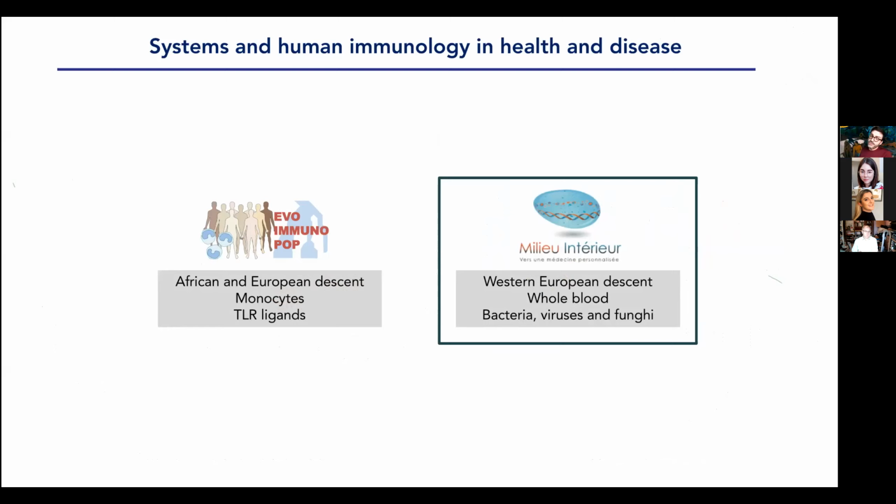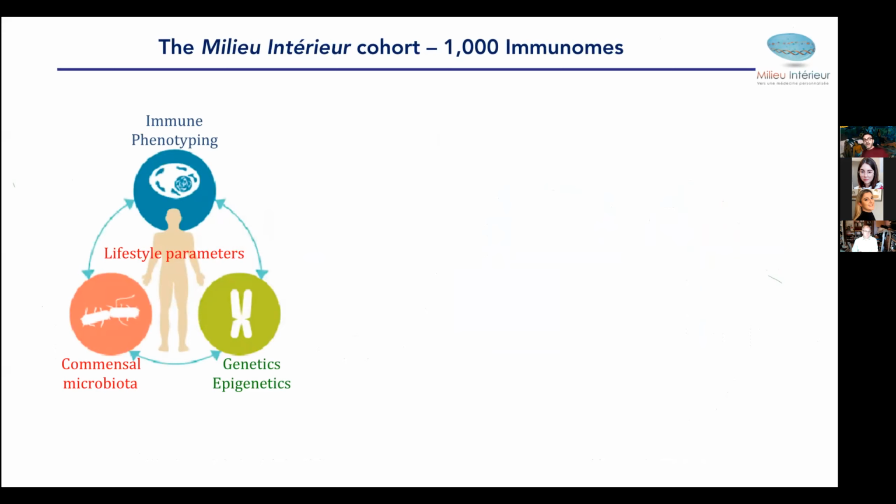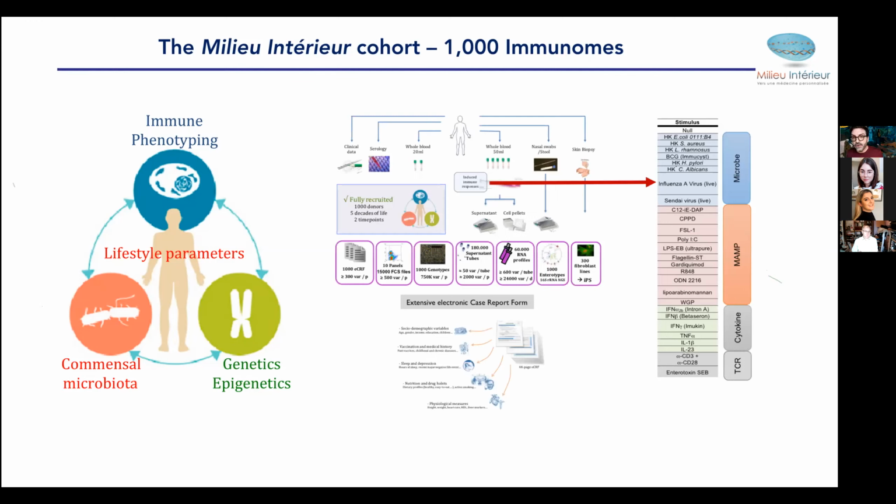Let me share with you also an example of another project that is called Milieu Intérieur, our internal milieu. So here we adopted basically the opposite strategy to EvoImmunoPop. Here we wanted to reduce genetic diversity. We were not comparing Africans with Europeans or with Asians, and we just focused on Western European people. We wanted to reduce as much as we could genetic diversity. They were collected in Brittany, here in France.